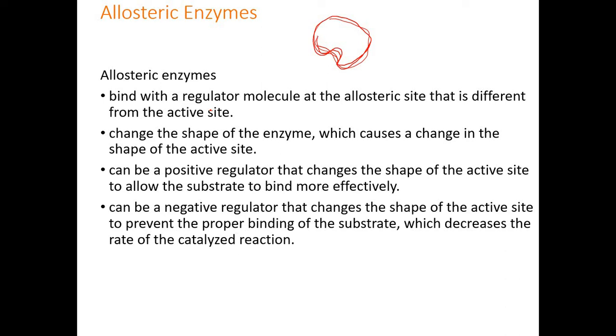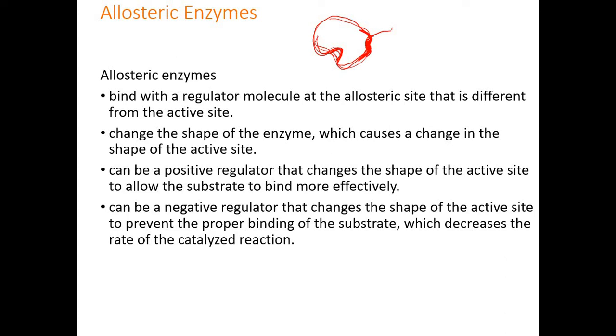Allosteric enzymes bind with a regulator molecule. So some molecule will bind to an allosteric site. So it's not this site. This is the active site, but a regulator molecule will bind to this allosteric site. So an allosteric site is a site other than the active site. Okay, that's what we call an allosteric site.